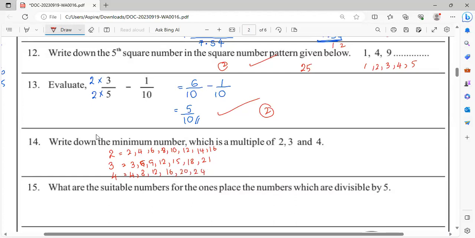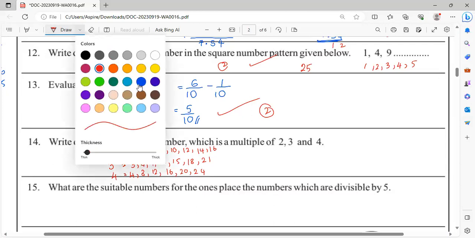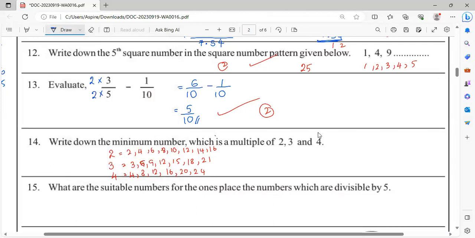Then you write down the minimum number which is a multiple of 2, 3 and 4. That means least common multiple. Least common multiple means smallest common multiple for 2, 3 and 4. Look at what is it. Can you identify what is it? Andrugan Balan. What is the least?